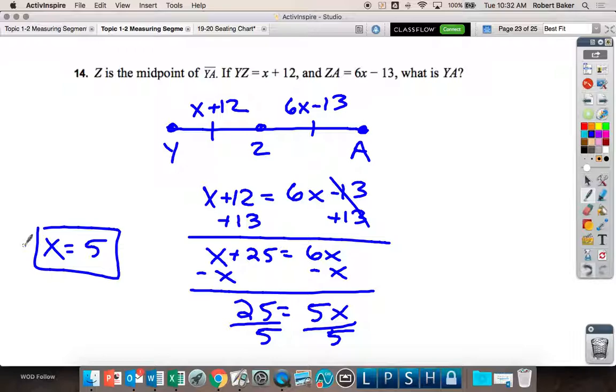Cool, right? No credit there. Nobody cares about x. We're looking for YA. Yeah. So add them together. 7x minus 1. Or not that. Okay? What is 5 plus 12? 17. 30 minus 13. So YA is 17 plus 17, 34.